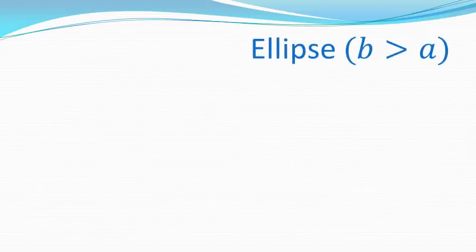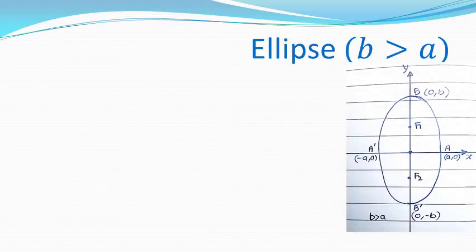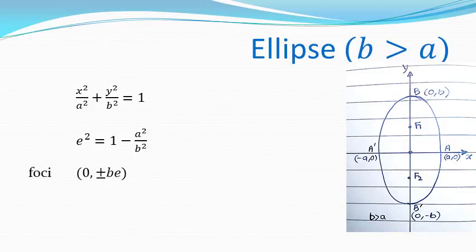Now if b is greater than a, then the ellipse is aligned vertically like this. Now the equation is still the same, but the formula for the eccentricity changes. It becomes e squared is equal to 1 minus a squared over b squared. The foci now are aligned vertically and the coordinates are (0, plus minus be). The major axis is of length 2b and everything changes because b is now greater than a. So for example, the latus rectum would be given by 2a squared by b.